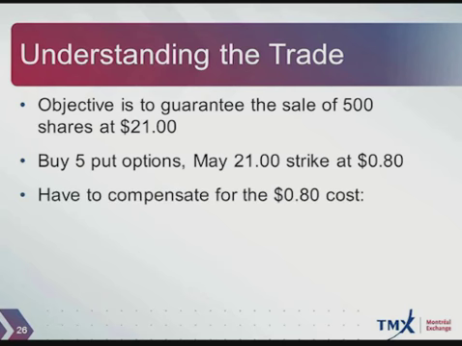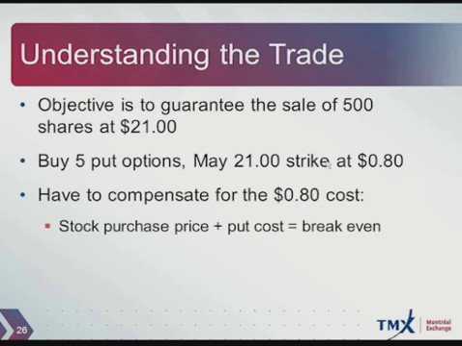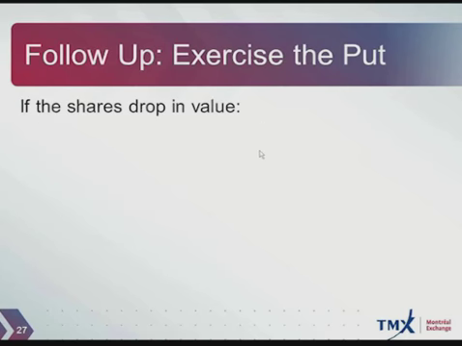Now we have to compensate for the 80-cent cost, and so we need to add that to the break-even point of our shares. If we are locking in profits, we would have to subtract that 80 cents from our profits. If we're just buying the stock right now, we would have to add that premium to the cost of the shares, and then that would become our break-even point. But we want to recognize that that is a sunk cost. That's our cost of insurance. So we take the stock purchase price, add the put cost, and that gives us our break-even point. But beyond that, our profit potential is unlimited.